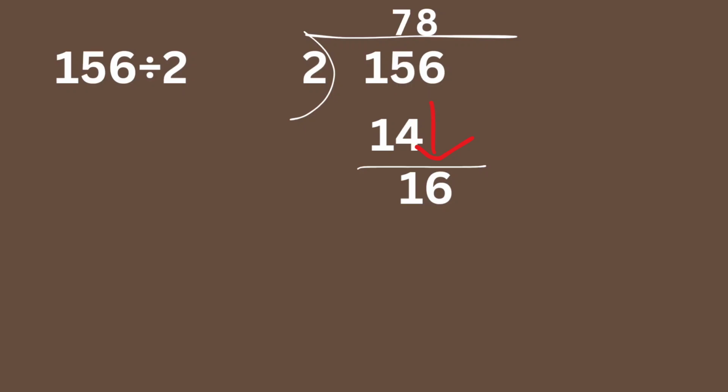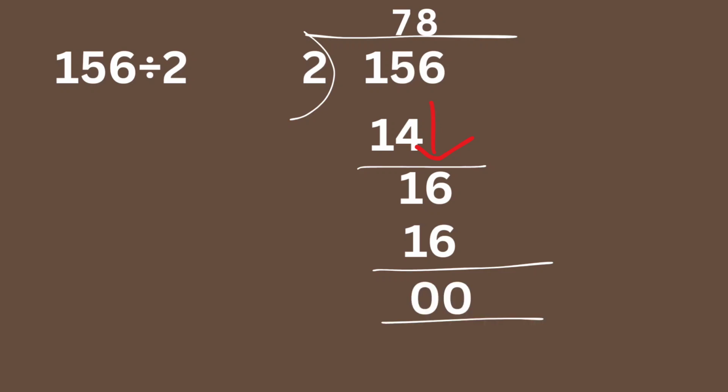6. Multiply. Multiply 2 times 8 equals 16. Write 16 below 16. 7. Subtract. Subtract 16 from 16 to get 0. The remainder is 0 and the quotient is 78.